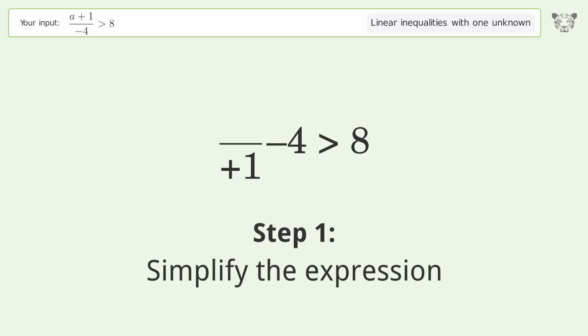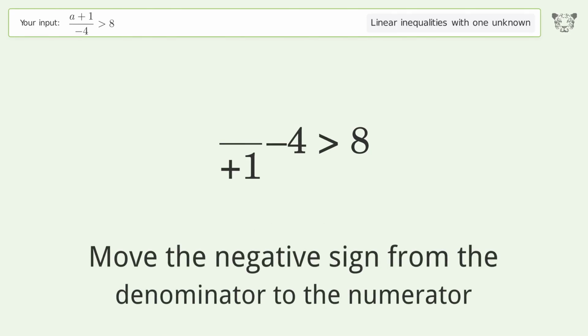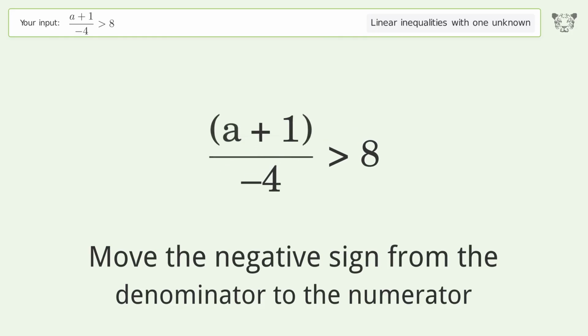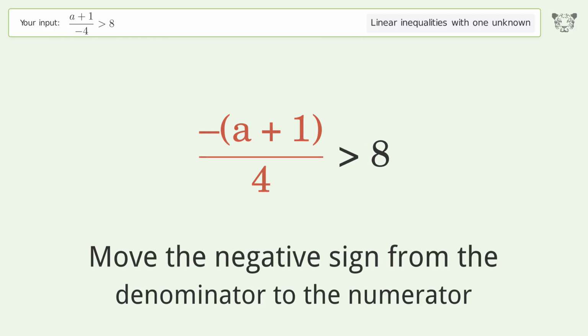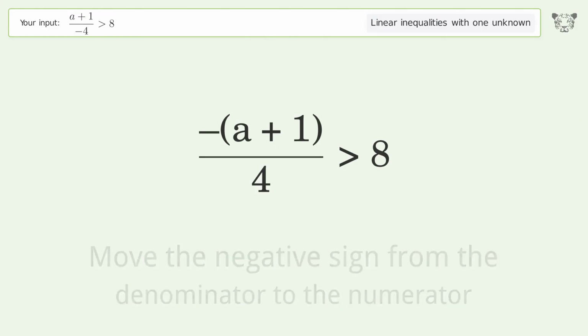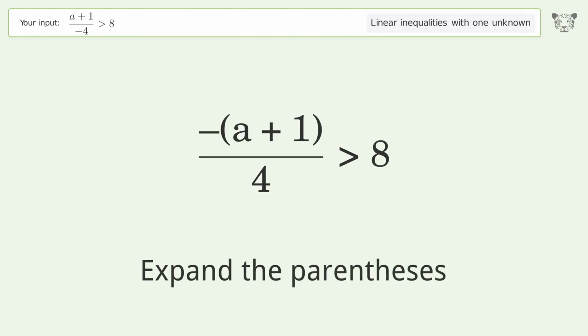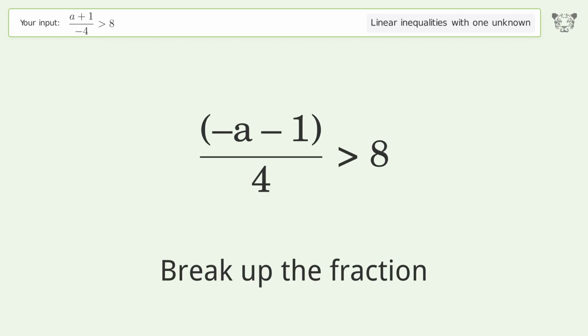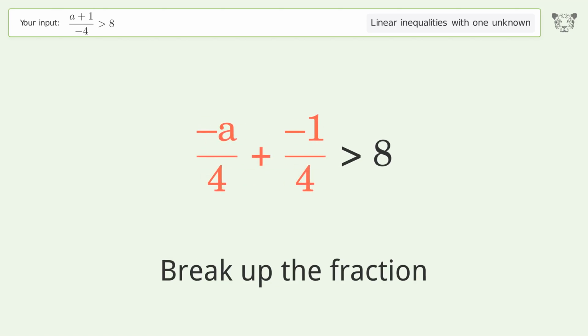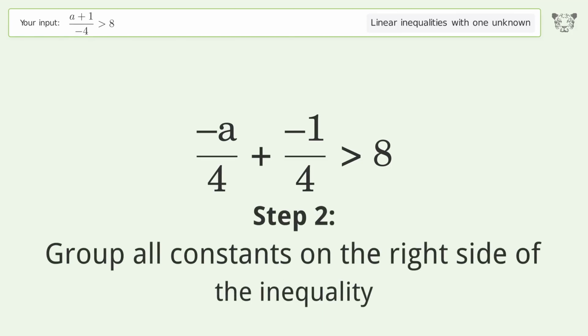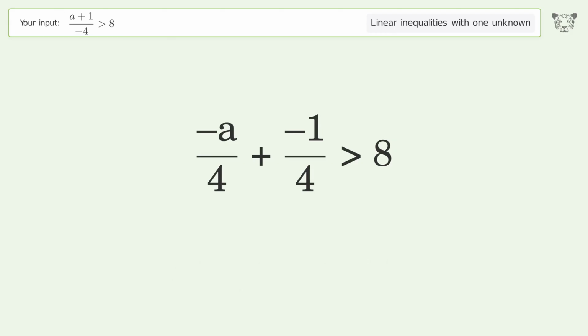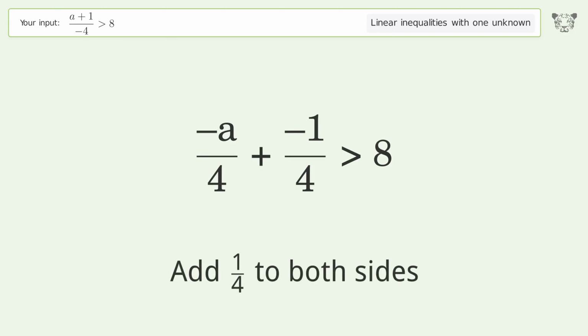Simplify the expression. Move the negative sign from the denominator to the numerator. Expand the parentheses. Break up the fraction. Group all constants on the right side of the inequality. Add 1/4 to both sides.